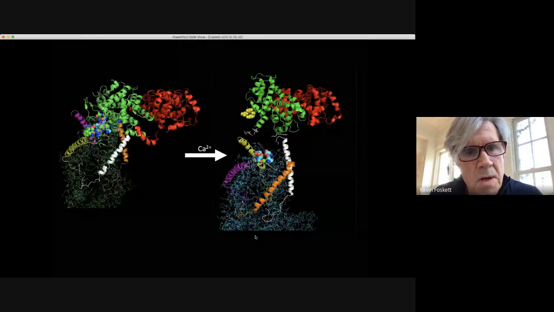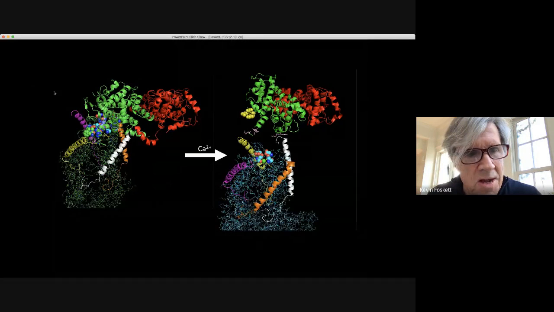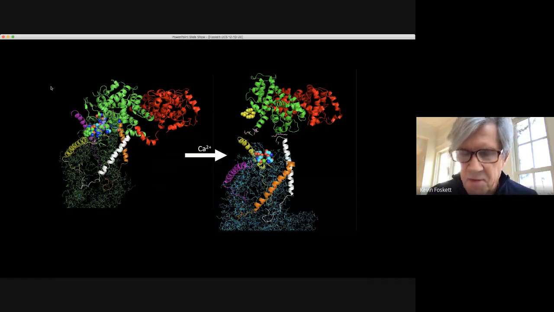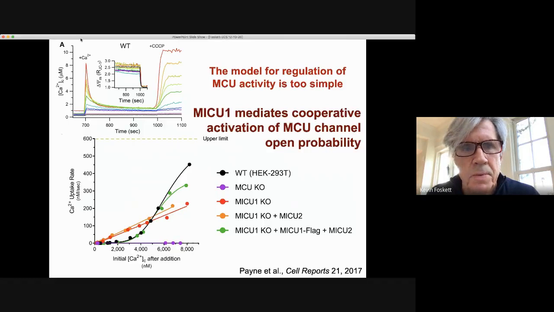Okay, so this does look like it's kind of a pore block mechanism, the gatekeeping mechanism that I talked about. But I think this model is too simplistic. And I'm going to go through a lot of reasons for why I think that is. First, it doesn't account for cooperative activation of the channel.